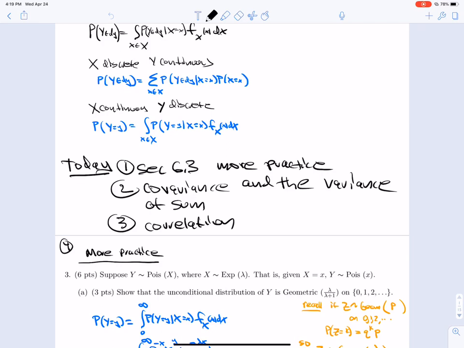So today we're going to do some more practice in section 6.3, and then we'll start section 6.4 on covariance and variance of the sum.